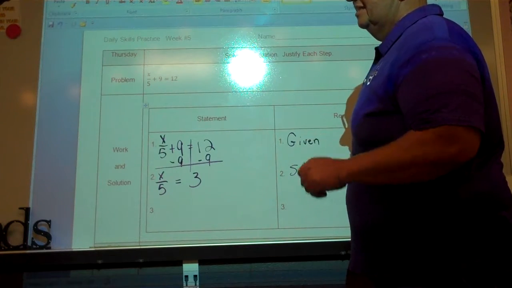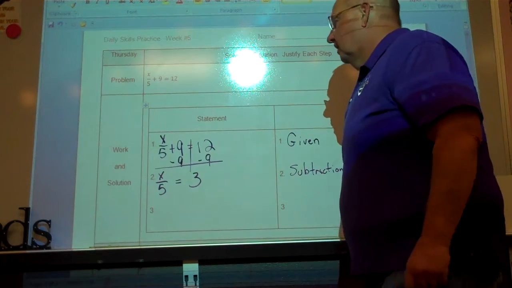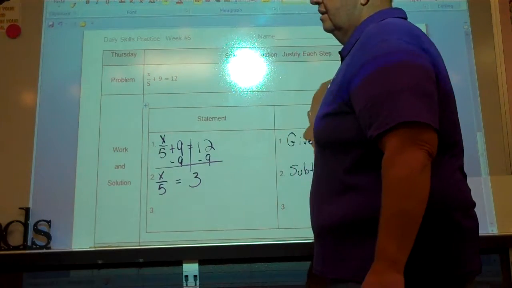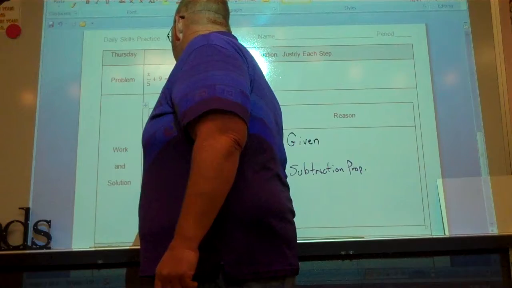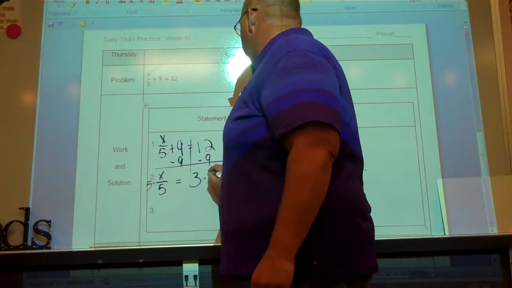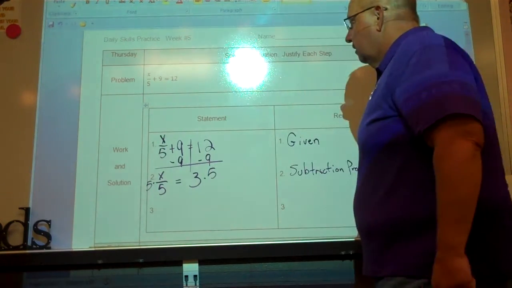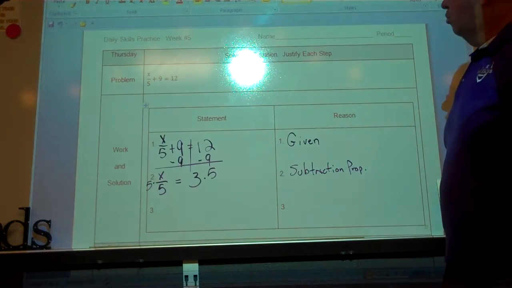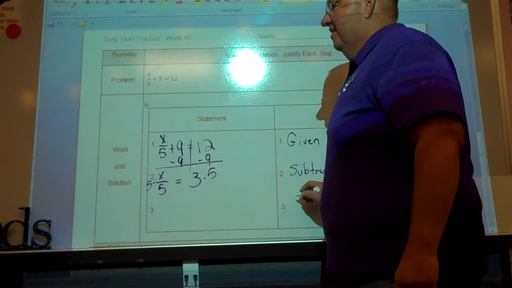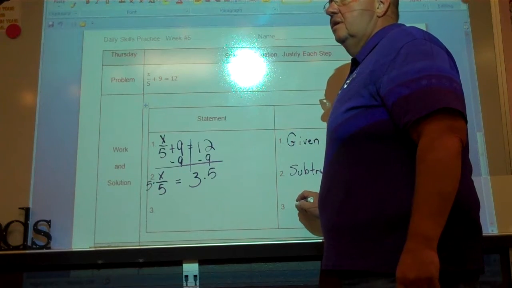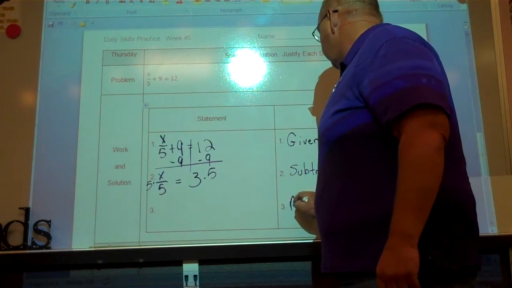Damon? Now we gotta get rid of the 5 that's below the x. Okay, so how do we do that? By multiplying. Yeah, by multiplying, right? Why do we multiply? Because it's a division. It's a division problem, good. Okay? And why are we doing that? What's the reason? To get x by itself. Okay, and what property is that? Multiplication. Multiplication property.